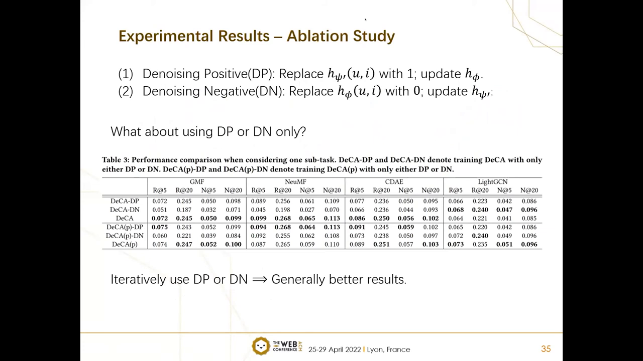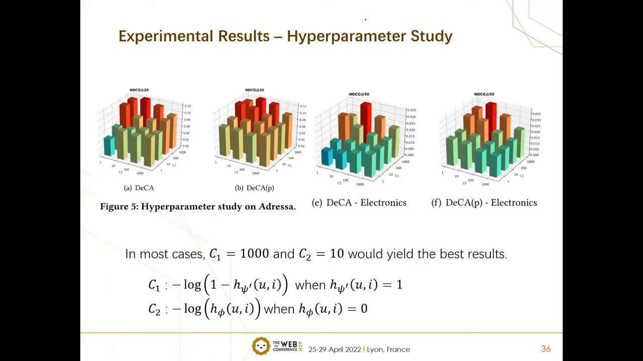In the ablation study, we found that iteratively using DP and DN generally yields better results, which means denoising both false positive symbols and false negative symbols in the training dataset is necessary. Then for the hyperparameter study, we found that in most cases, C1 equal to 1000 and C2 equal to 10 would yield the best results. This also justifies the design that we need two numbers separately to represent these two different log zero.